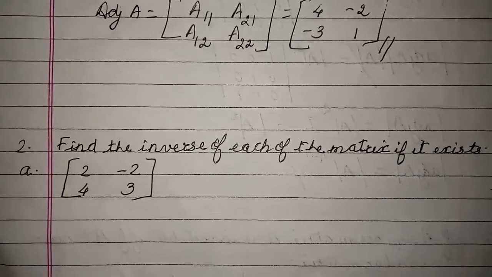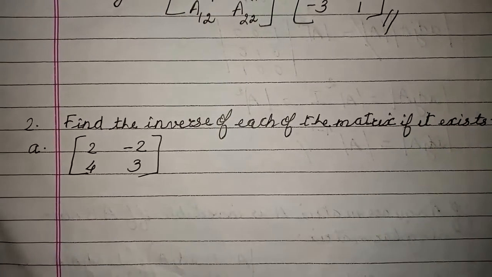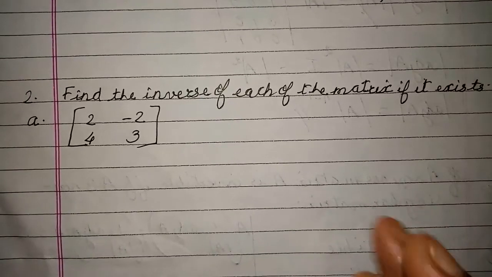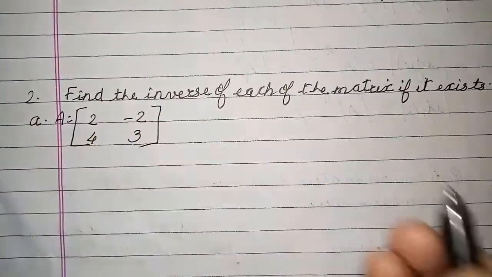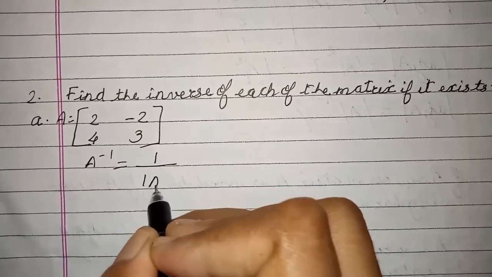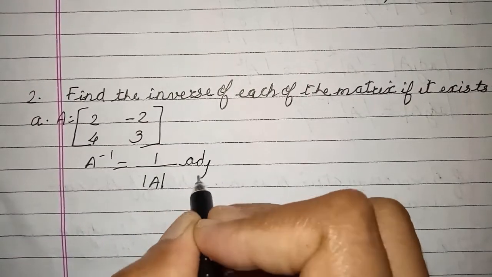Next one. Find the inverse of each of the matrices if it exists. Now let us use the formula method for finding this. First let us name it as A. What's the formula? A inverse is 1 upon determinant of A, times adjoint of A.